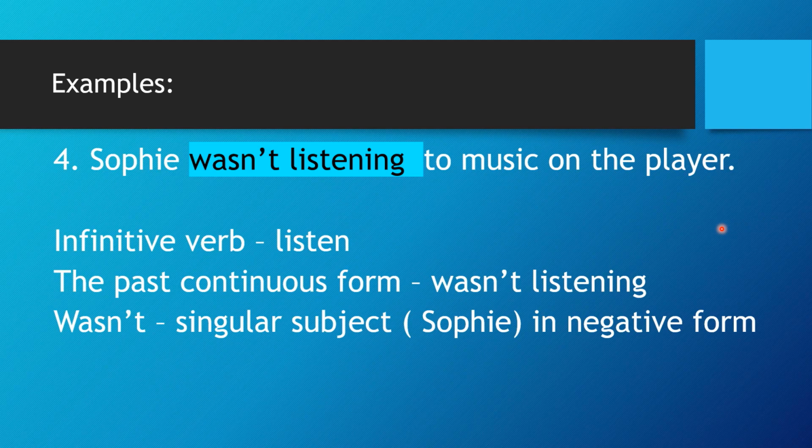Okay, example number 4. Sophie wasn't listening to music on the player. So the infinitive verb in this sentence is listen. The past continuous form for listen is wasn't listening. We use wasn't because Sophie is a singular subject and it is in negative form. So we add was not, and it becomes wasn't.